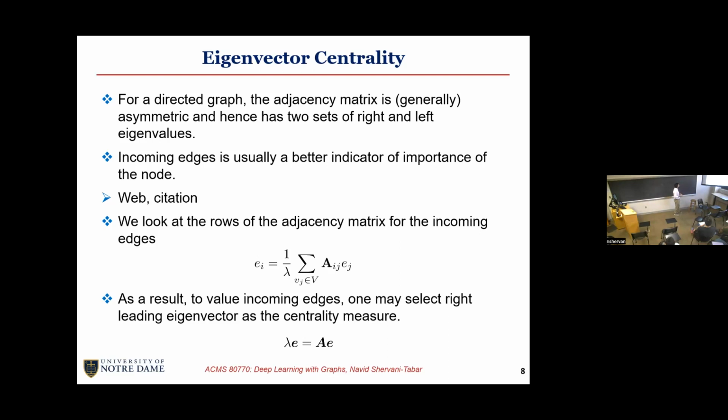So if you want to write the eigenvector equation for that, what happens is that you will have two sets of eigenvectors and eigenvalues. You will have a left eigenvector and eigenvalue, and a right eigenvalue and eigenvector. So then which one of these should we choose?